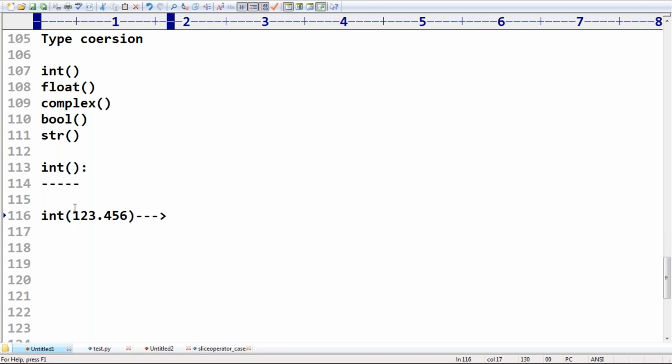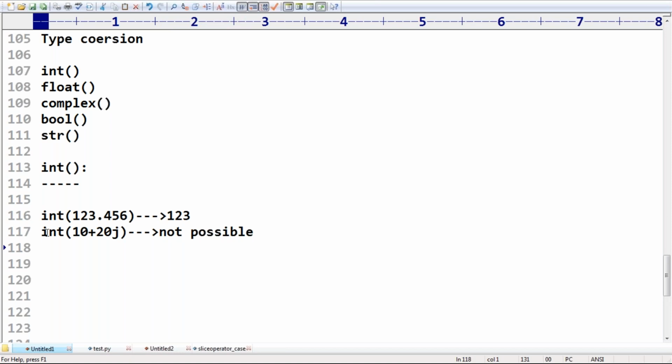I want only the int value. That's why 123. If you are trying to convert float to int, automatically 123 only. The digits after the decimal point will by default be gone. Remember that. Sir, I want to convert the complex 10 plus 20j to int. Sorry, not possible. Remember this one. Complex to int is not possible. Immediately you are going to get the error, sir.